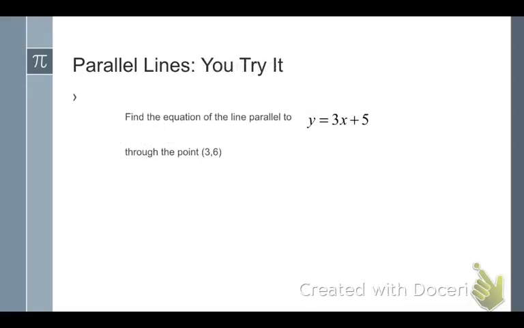So you try this one. Find the slope and use the point and find the equation of the line parallel to y equals 3x plus 5 through the point 3, 6. Stop the video, try it, and come back. The solution is on the next slide.